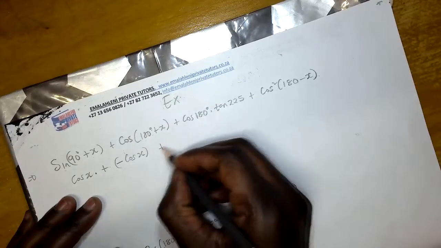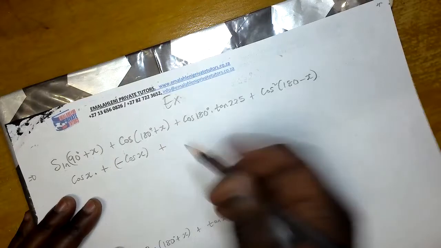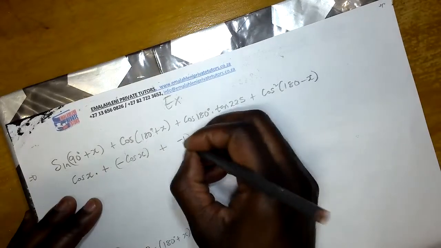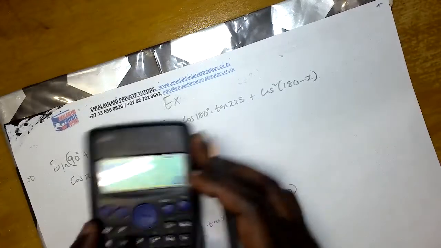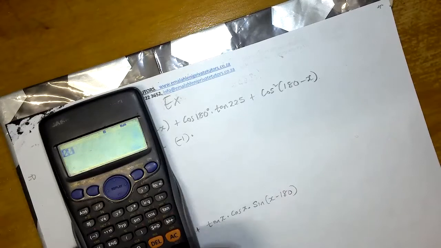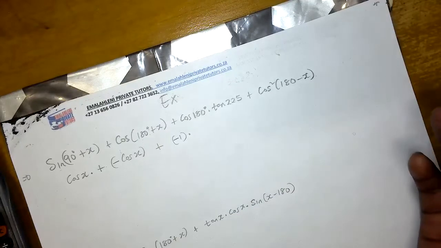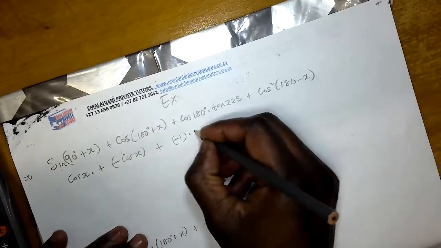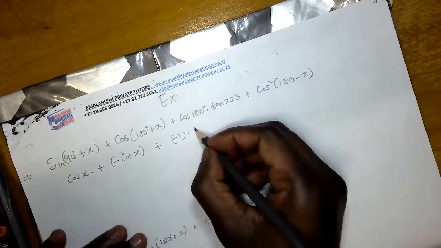Now, plus, what is cos 180? Cos 180 is negative 1. So negative 1. Then what about 225? Where is 225 here? We are going to say 225 minus 180, in the third quadrant, is equal to 45. Now, tan 45 is equal to 1. So you're just going to write 1 here.